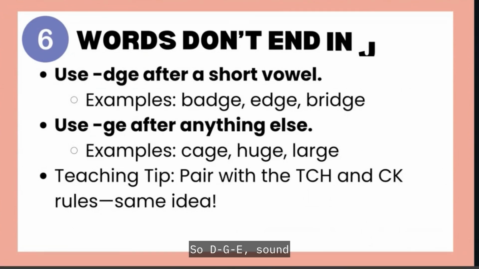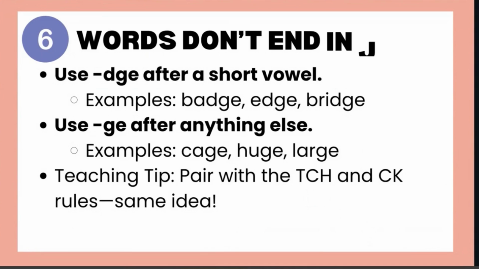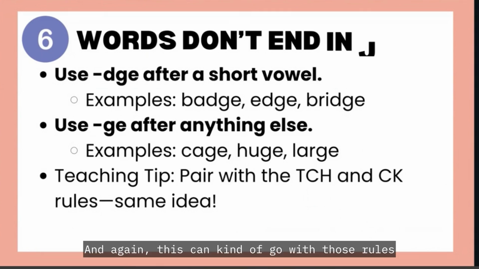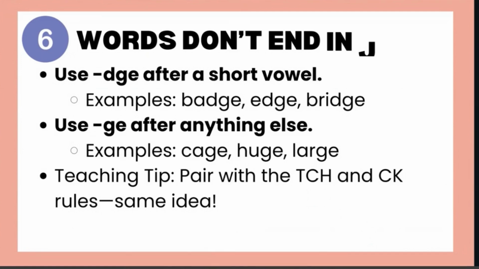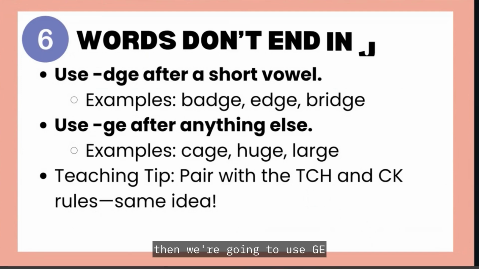Number 6. In English, our words do not end in the letter J. So D-G-E sounds after a short vowel, and then we use the letters G-E after anything else. So you can see those examples right there. And again, this can go with those rules that I've already talked about. You remind your students about how we look for that short vowel. Okay, do we see a short vowel before we hear that J sound? If we don't, then we're going to use GE. But if we do hear that, we need to add in that D, G, and E.